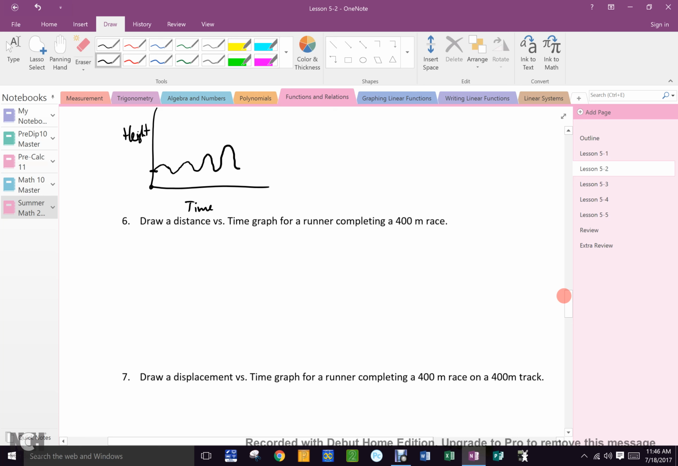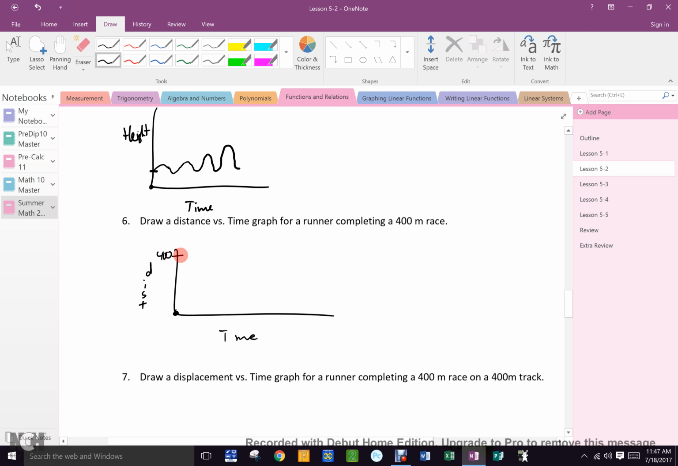All right. Look at number 6. Distance time graph for a runner completing a 400-meter race. What's down here? Time. What's here? Distance. Where's the first dot go? On both scales, because I'm at the starting line. I haven't traveled at all. What does it go up to? 400 is the maximum I can achieve. Yes.